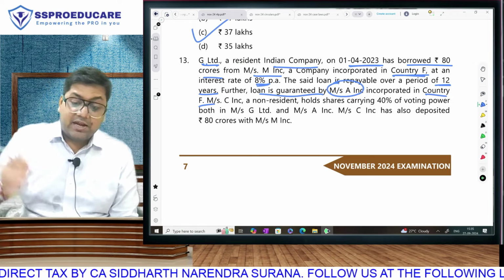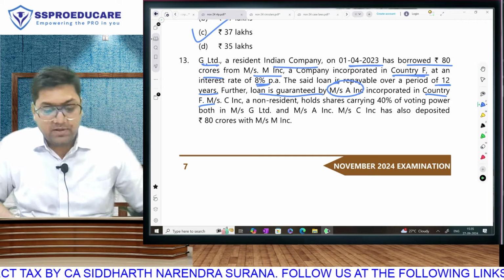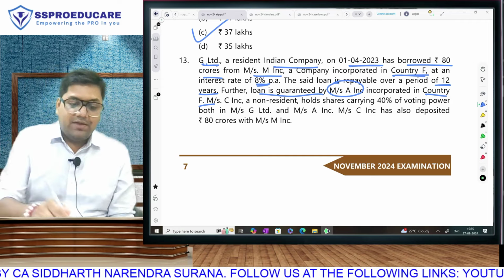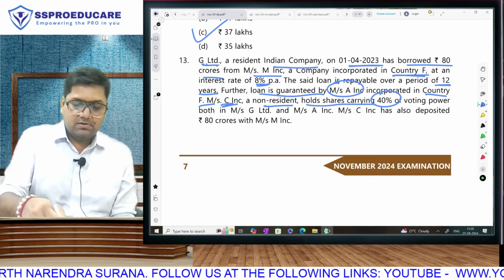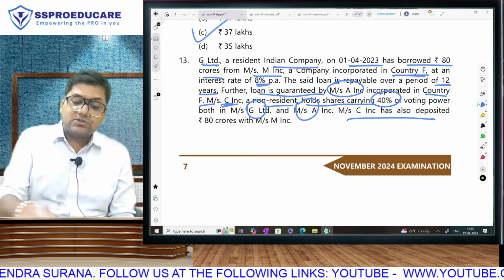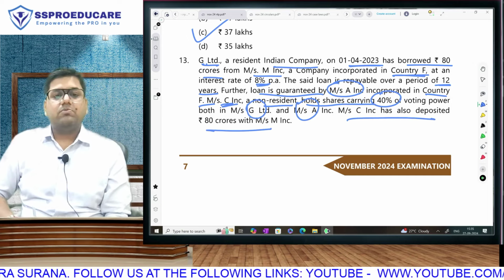Further, the loan is guaranteed by A Incorporation that is incorporated in again country F. There is a fourth entity. So G is taking loan from M. Guarantee is given by A. And there is C, who is a non-resident and holds 40% voting power in both G and A. C has also deposited 80 crore with Messrs M Incorporation.